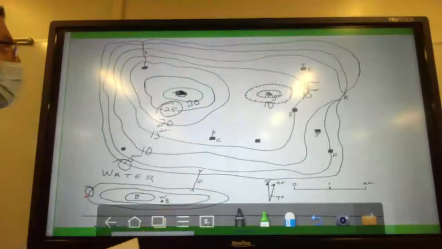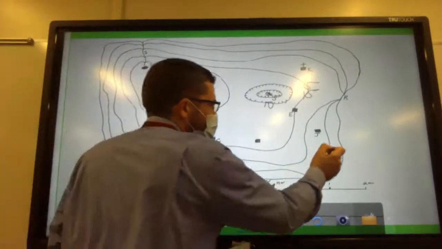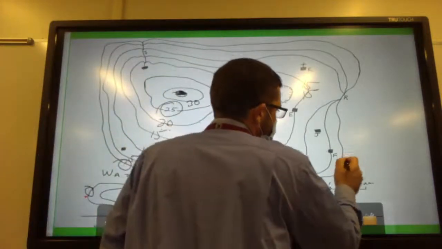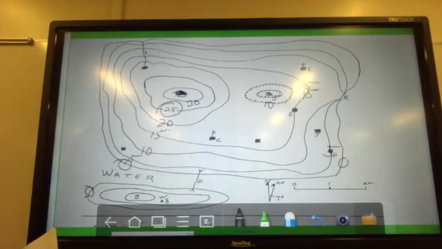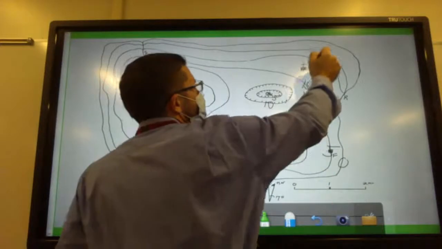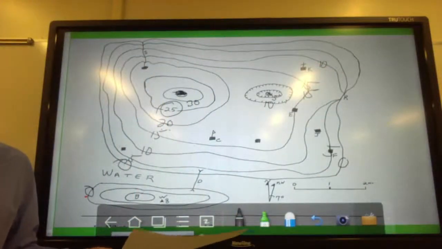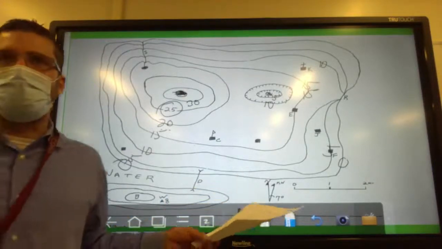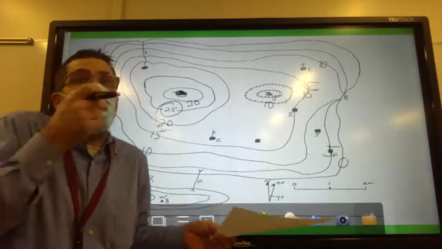Letter F. What is the elevation at letter F, which is right here? 5. Very good, Arlene. That would be 5 because we know that outer line is 0. Good. What is the elevation at location K, which is right here? We know this is 15. We know this is 10. So any number in between 15 and 10. 13, 12, 11, just as long as it's not 10 or 15 because it's not on the line.